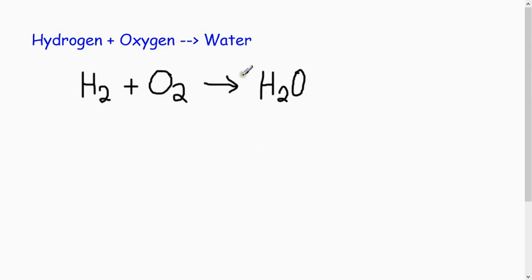So in order to balance this, to get 2 oxygens on the right, I'm going to need 2 molecules of water. That gives me the 2 oxygens I need, but that also changed the hydrogens. I now have 4 hydrogens on the right side, so I'm going to need to put a coefficient of 2 on the left side. 2 H2 molecules will give me 4 hydrogen atoms on the left as well.